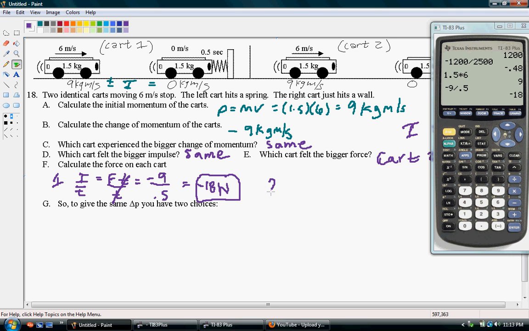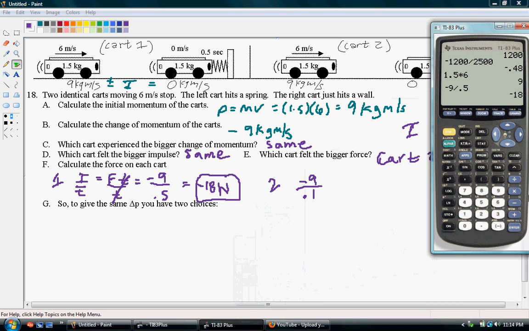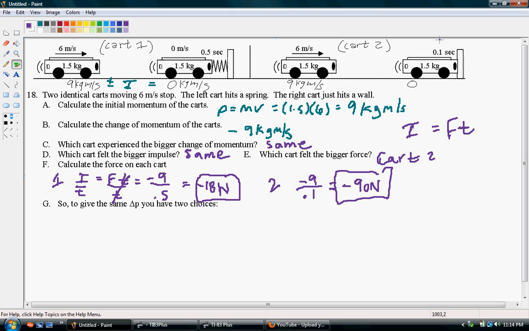And for cart 2, we have the same impulse, negative 9, but instead of 0.5 seconds, it only took 0.1 seconds. So we divide by 0.1. So negative 9 divided by 0.1 is negative 90 newtons. So because the car that hit the wall stopped much faster, the time is smaller, so the force has to be greater.